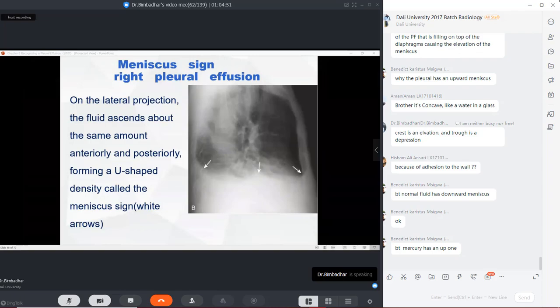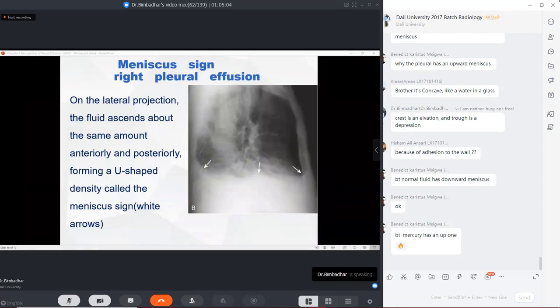This is not mercury, right? We are not talking about mercury here. We are talking about the pure form of fluid. That one, yes, we talk about in the physics class. But this is not a physics class. This is a radiology class, and we are dealing with the normal fluid. Yes, you are correct, the meniscus in mercury is above. That's true. But generally, all fluids will have meniscus downwards. Is this clear, Benedict?